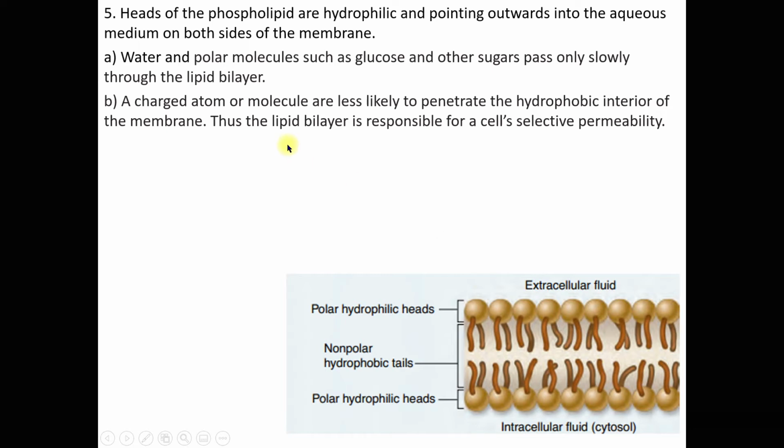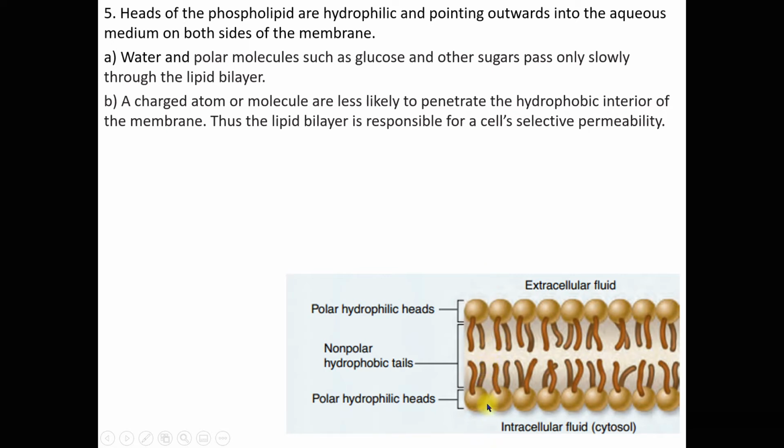Now, a charged atom or molecule are less likely to penetrate the hydrophobic interior of the membrane. Okay, so this lipid bilayer is responsible for a cell's selective permeability. Maksudnya, selective cell permeability, plasma membrane ini, alright, or phospholipid bilayer ini hanya membenarkan bahan tertentu saja untuk masuk ataupun melalui plasma membrane ini untuk masuk ke dalam sel cytoplasm. Okay, hanya certain molecules yang boleh pass through.